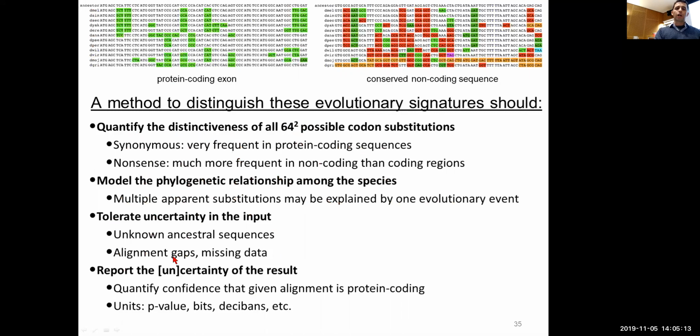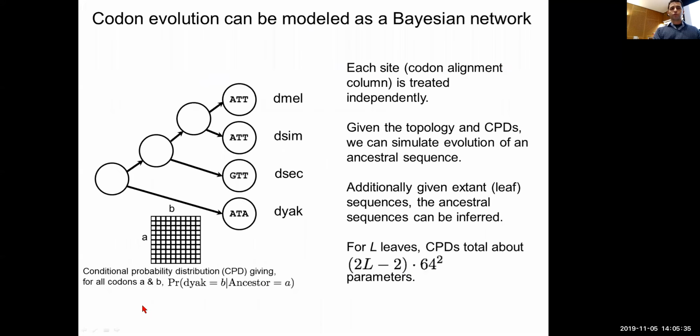We'd like to tolerate uncertainty in the input because we don't know the ancestral sequences. We'd like to tolerate gaps and missing data. And we'd like to also report both the confidence in our result and how uncertain we are. Quantify the confidence that the given alignment is indeed protein coding in some unit of either a p-value or bits of information, and so on and so forth.